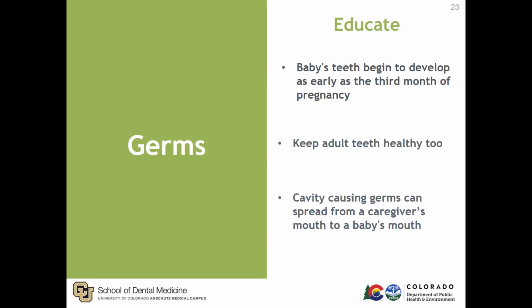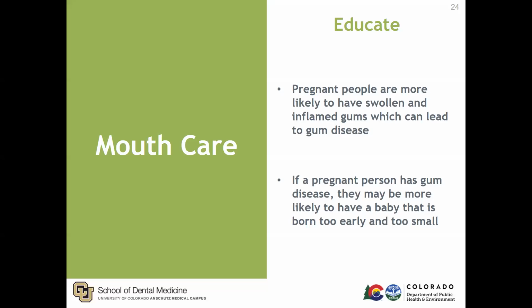If caregivers have cavities, the child is more likely to have cavities. Cavity-causing germs can spread from a caregiver's mouth to a baby's mouth by sharing spoons or licking a child's pacifier. Because of hormonal changes during pregnancy, pregnant people are more likely to have swelling, tenderness, and redness of the gums. They may also experience bleeding when brushing and flossing.